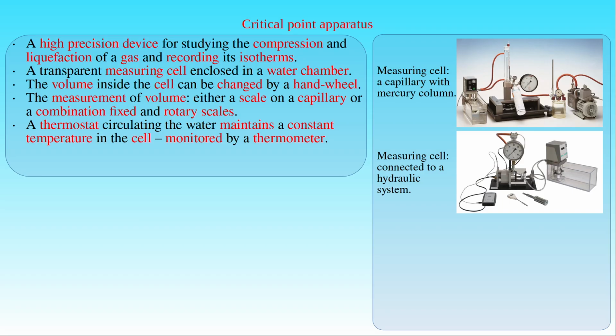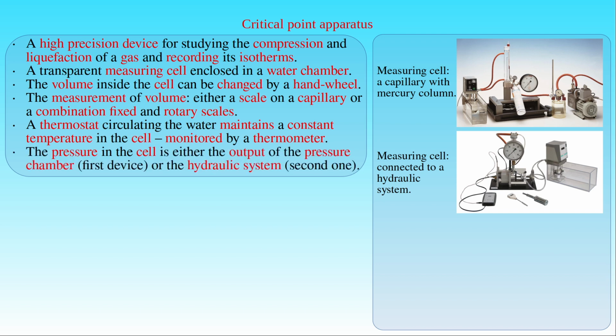After setting the temperature of the thermostat and allowing temperature equalization between the water bath and the gas to take place, the temperature of the system can be read from the scale of the thermometer. In the first apparatus, the pressure chamber must be filled with the sample gas and its pressure is measured by a manometer. In the second apparatus, the pressure is the output of the hydraulic system, since the pressure gradient between the measuring cell and the chamber of oil is negligible.